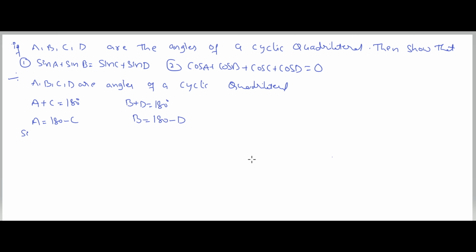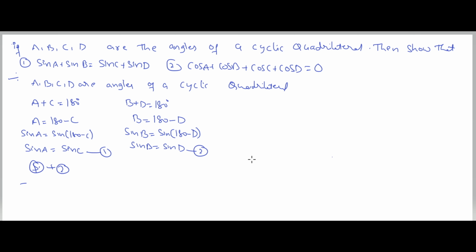Applying sine on both sides, sine A is equal to sine of 180 minus C. 180 minus C lies in the second quadrant. That is sine A is equal to sine C. Similarly, applying sine on both sides, sine B is equal to sine of 180 minus D. That is sine B is equal to sine D. This is the first equation and this is the second equation. Add these two equations. That implies sine A plus sine B is equal to sine C plus sine D.